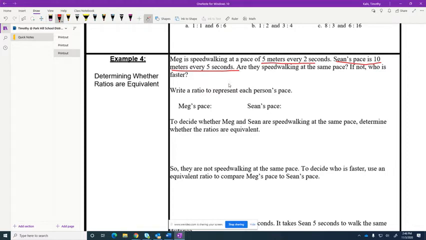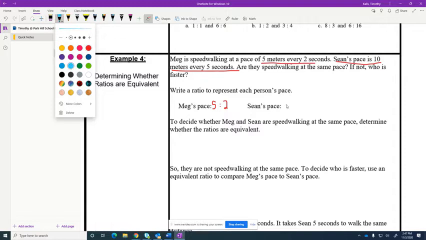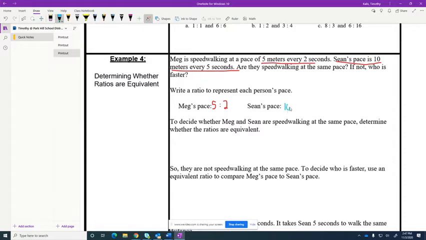So the first thing that we need to do is write a ratio to represent each person's pace. So Meg's pace is 5 meters. She walks 5 meters every 2 seconds. So 5 to 2. Sean, his pace is 10 meters every 5 seconds. So he is 10 meters to every 5 seconds.